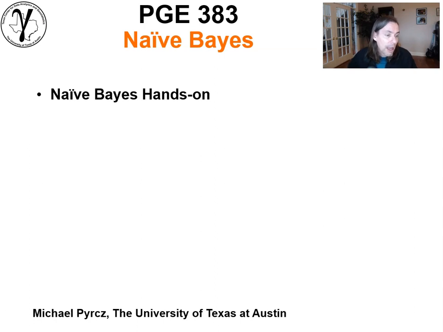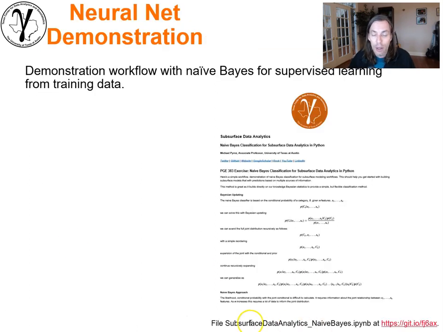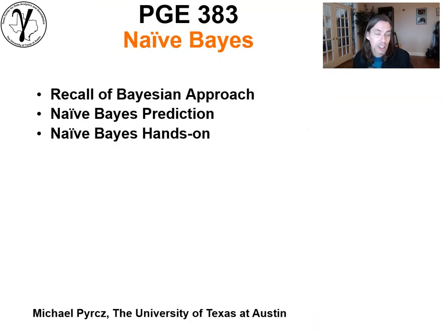Now on GitHub, I have an example of Naive Bayes available for classification, exactly the problem that I've been talking about. If you'd like to try that out, it's available to you on GitHub in my Python numerical demos. The name is Subsurface Data Analytics, Naive Bayes. I think it's a pretty well-documented workflow for you all to try out and get some experience.